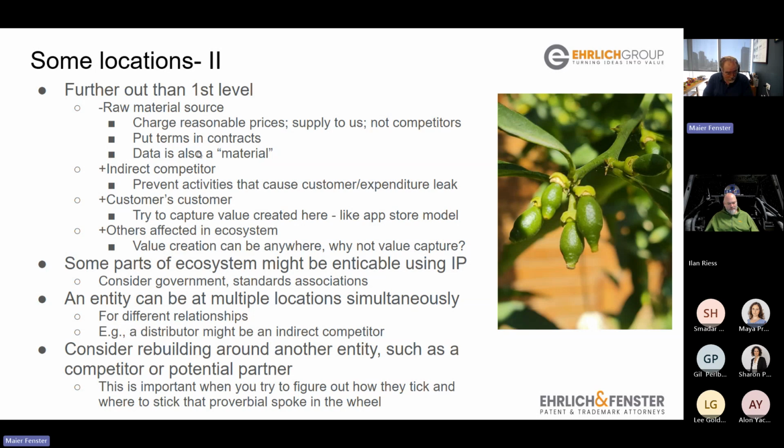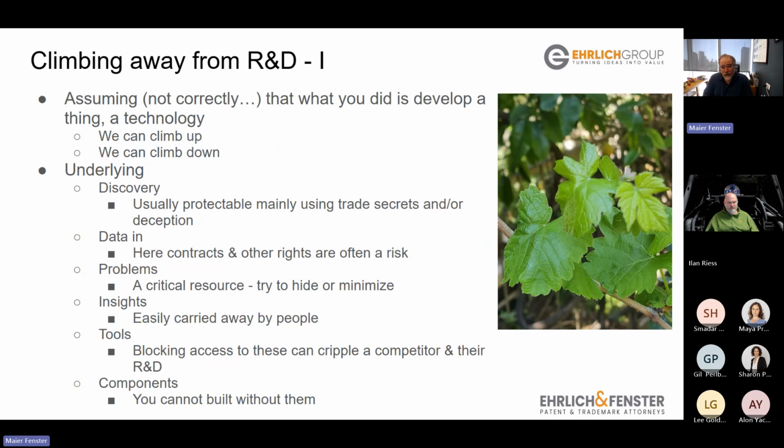So that was one dimension, which is where. And a second one I call climbing away from R&D. So imagine we have a typical company and we said it makes green widgets, but we don't have to give protection or other IP uses at the level of the green widget. We can go up a level or down a level.